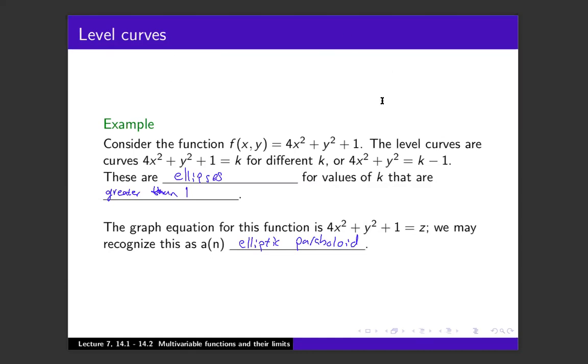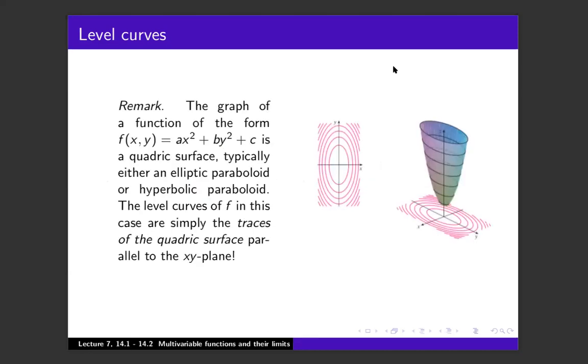Okay, so that's what these graphs actually look like. Ellipses. Notice, by the way, that the ellipses get a little bit more tightly packed together the higher up they go. That has to do with the steepness. The steeper the function is, the tighter the level curves are going to be, which makes sense.